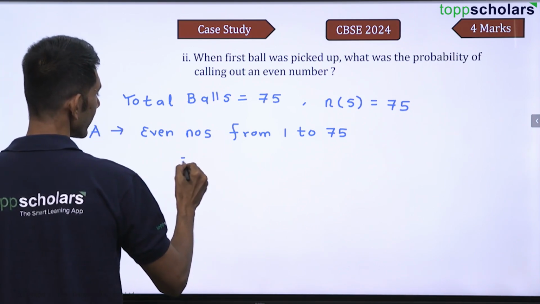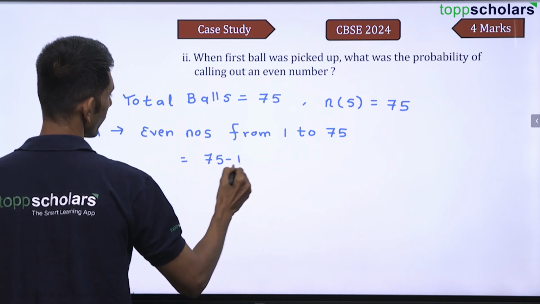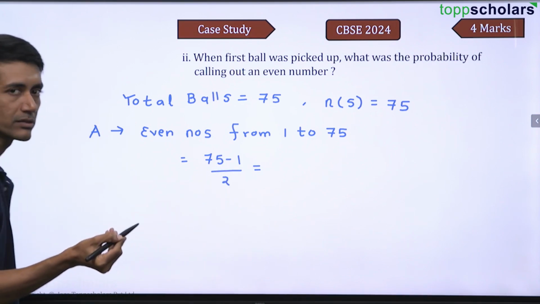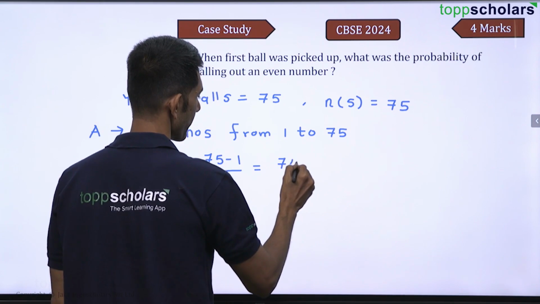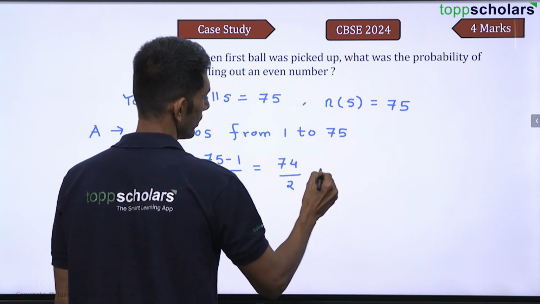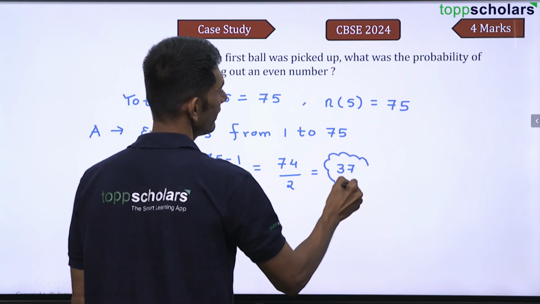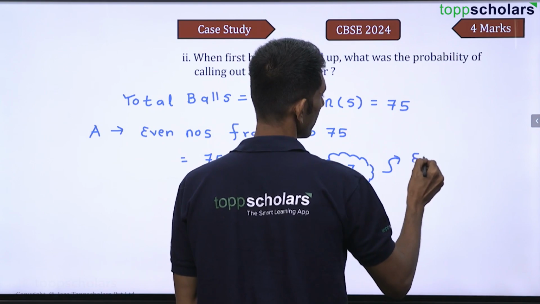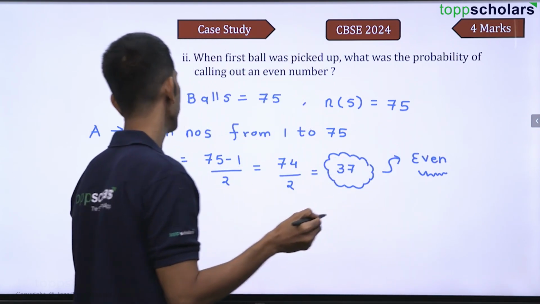How many numbers are there from 1 to 75? Can I say it is going to be 75 minus 1 divided by 2? Because the other numbers are odd numbers. So that gives you 74 divided by 2, that is equal to 37. See, there are 37 even numbers from 1 to 75.